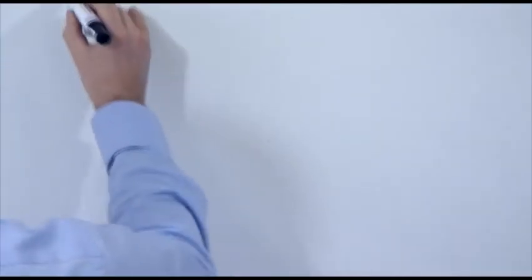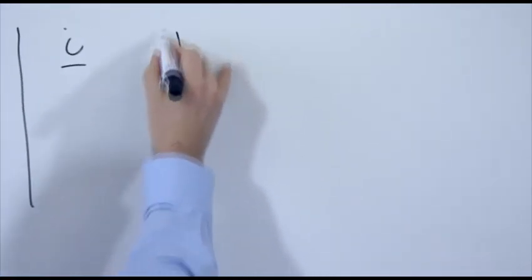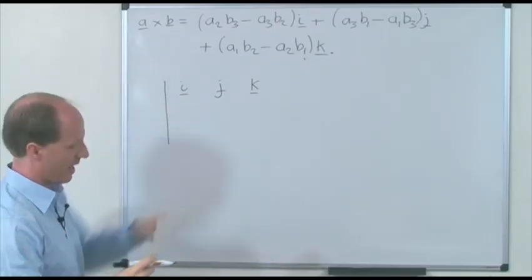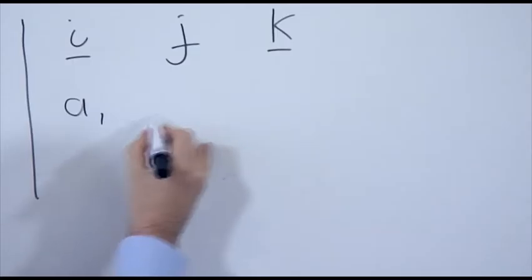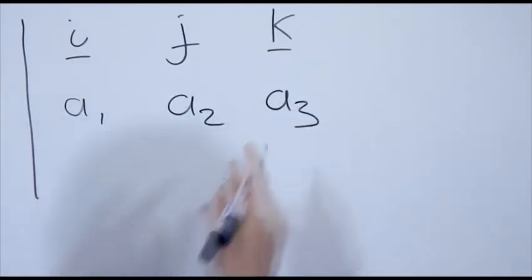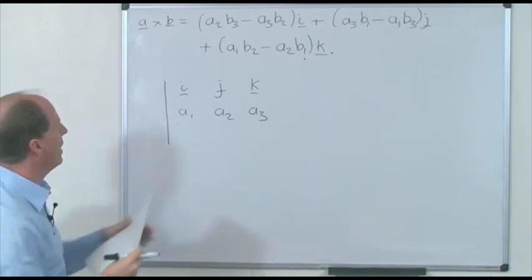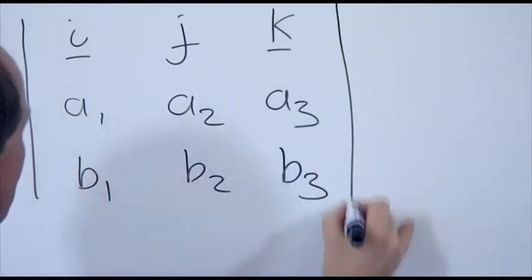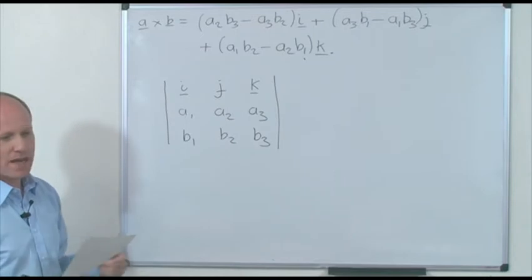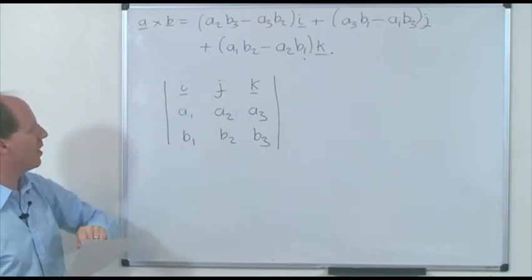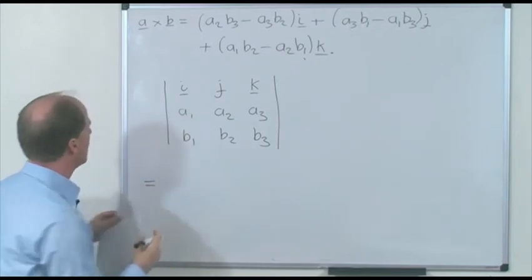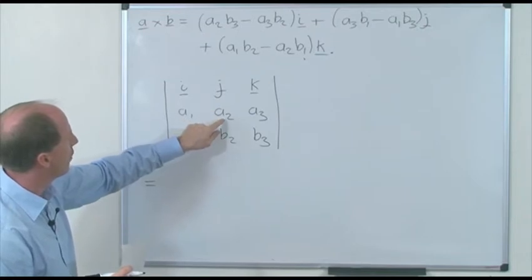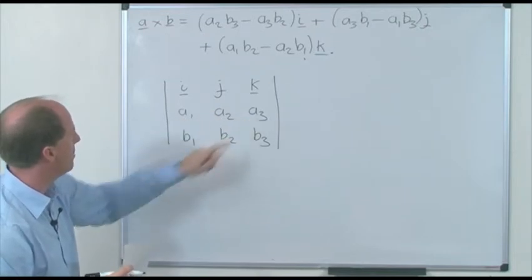We start by writing out a matrix where the first row are the vectors i, j, and k. The second row are the components of the first vector, a1, a2, and a3. And the third row are the components of the second vector. And now we expand this determinant out using the top row. So I get i multiplied by this minor, which is this 2 by 2 determinant of a2, b3 minus a3, b2.